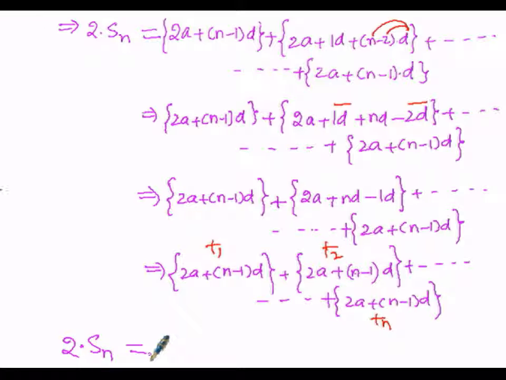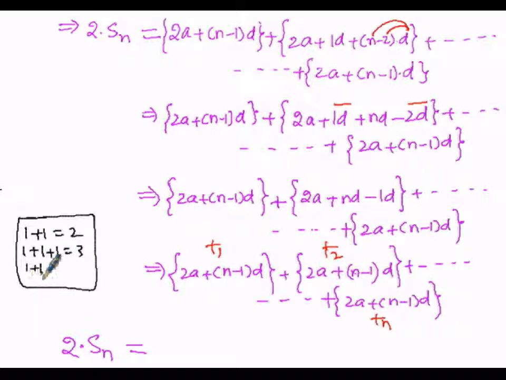for instance, 1 plus 1 will be 2, 1 plus 1 plus 1 will be 3, 1 plus 1 plus 1 dash dash up to n times will be equal to n. So here based upon this principle, these brackets are added up, so plus indicates the addition when these two brackets are added up. So here it is 2a plus (n minus 1) into d, and this is 2a plus (n minus 1) into d. There are like terms in each and every term.